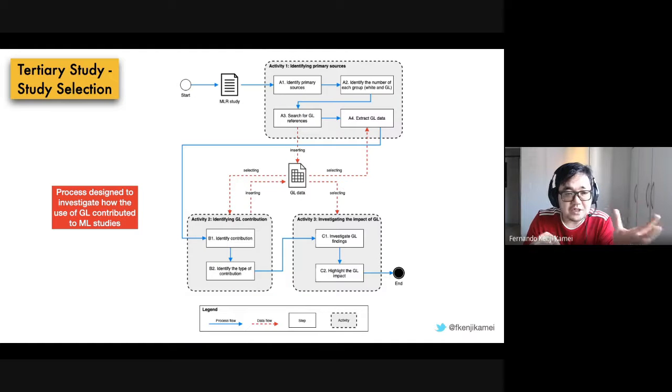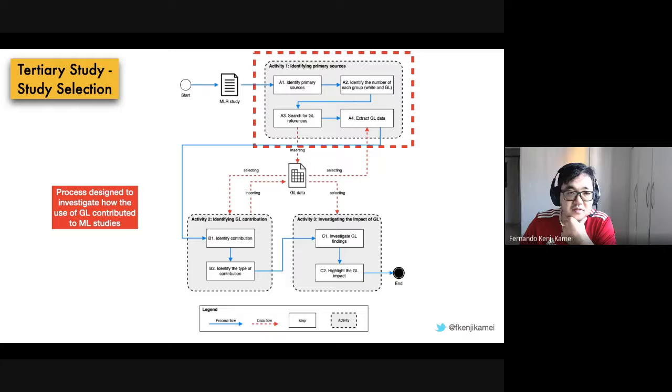For the data extraction and analysis, that was phase 4 and phase 5, we designed a process divided into 3 main activities. The first, to identify primary sources, the second, to identify gray contributions, and the third, to investigate the impact of gray literature in multivocal studies. Each activity was composed of a sum of steps. In the following, I will explain the process we used.